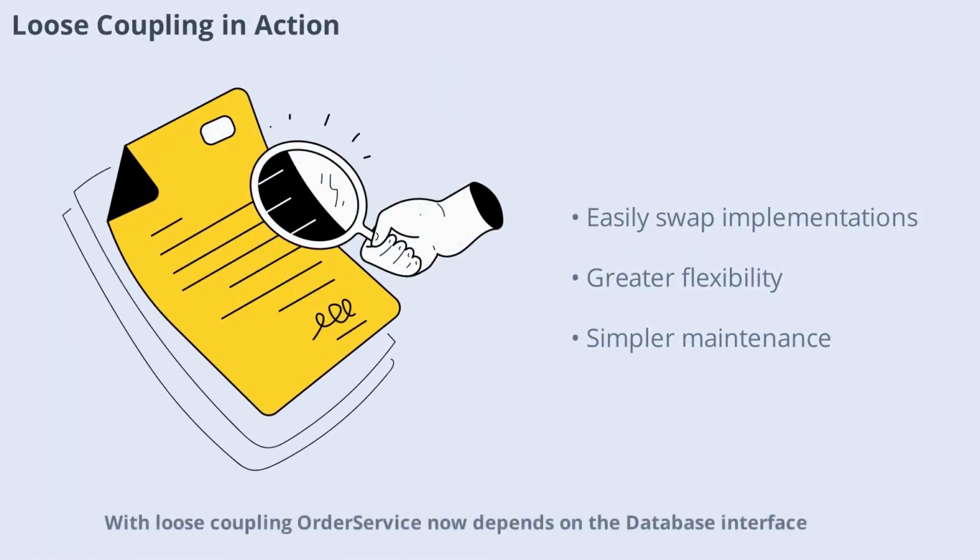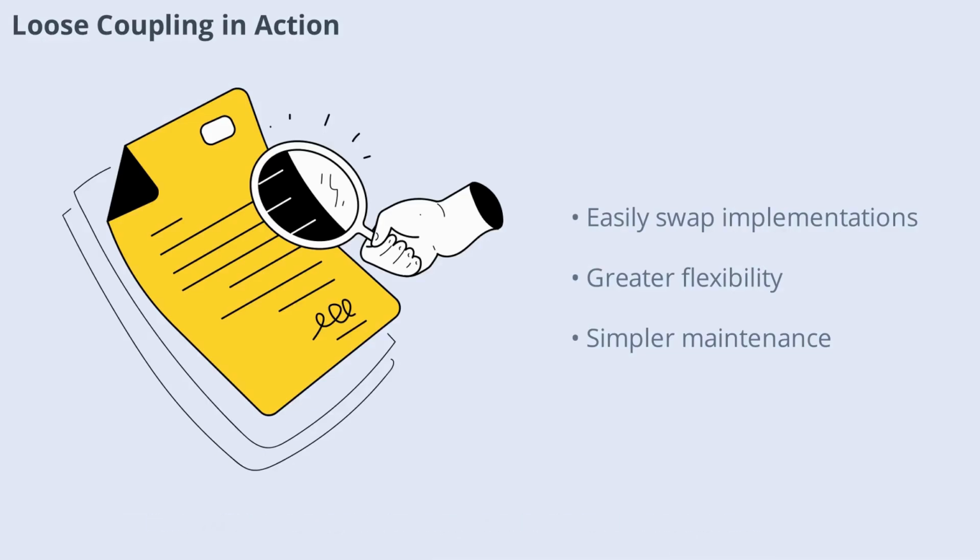With loose coupling, OrderService now depends on the Database interface, not a specific database. This means you can easily swap out MySQL for PostgreSQL or any other database that implements the interface. Your code becomes more flexible and easier to extend. The key is that OrderService only knows about the abstraction, not the details of the implementation.